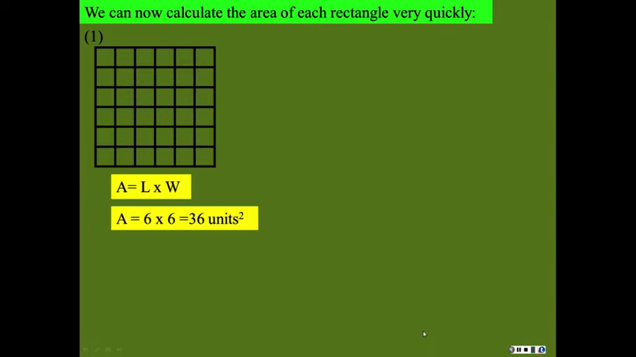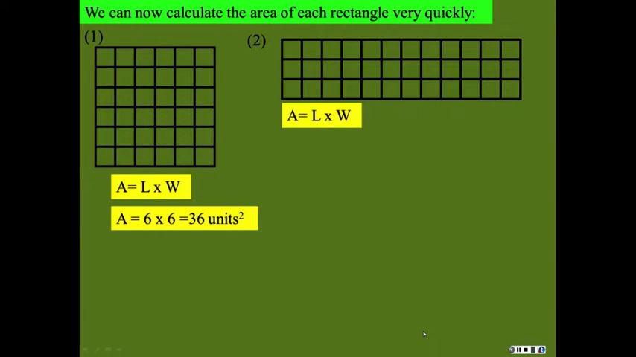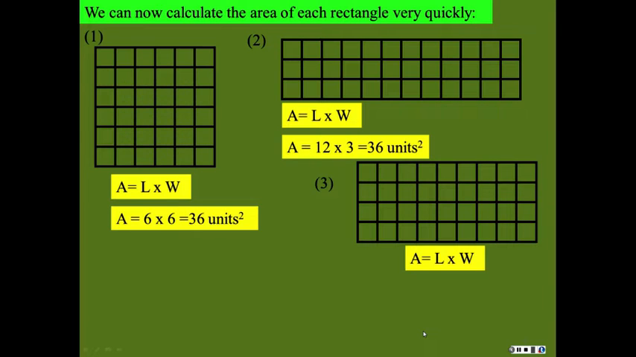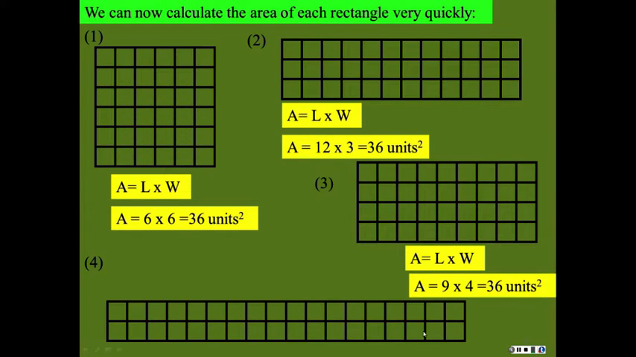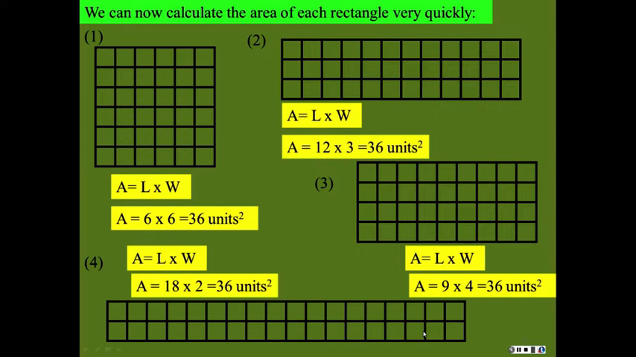Now we've already calculated these, so I'm going to go through this quickly. If you want to make note of it, you're going to use the same formula for each one. Like I said, number 1 was 6 times 6 gives you 36 square units. Number 2 was 12 times 3 gives you 36 square units. Problem number 3, we had 9 times 4 gave us 36 units. And on number 4, which was D, we had 18 times 2, which was 36 units. So they all are 36 units squared.